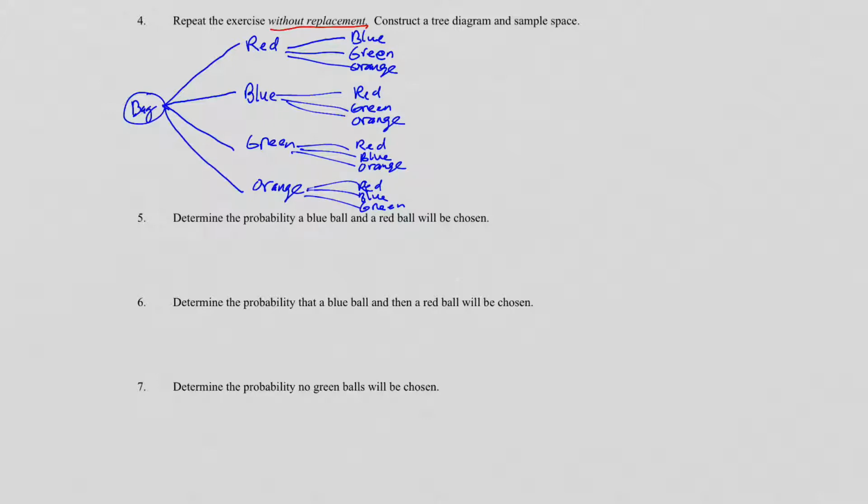So our sample space would then be red, blue, red, green, red, orange, blue, red, blue, green, blue, orange.